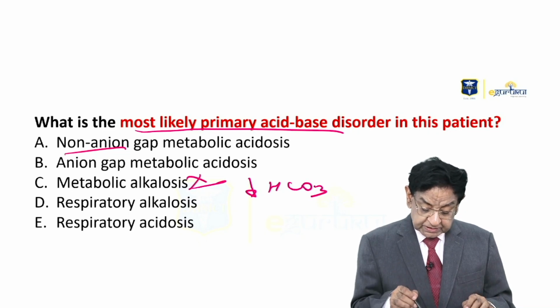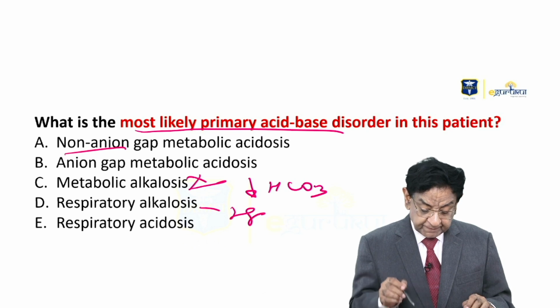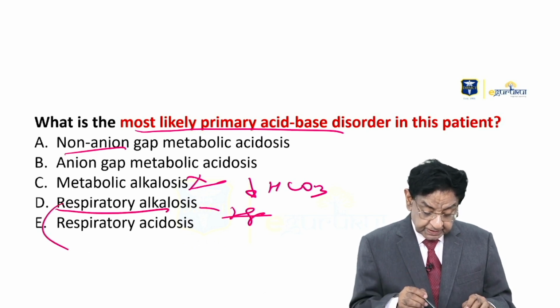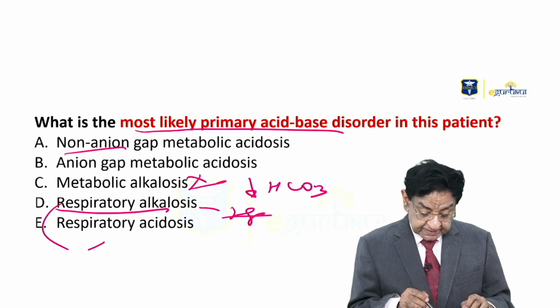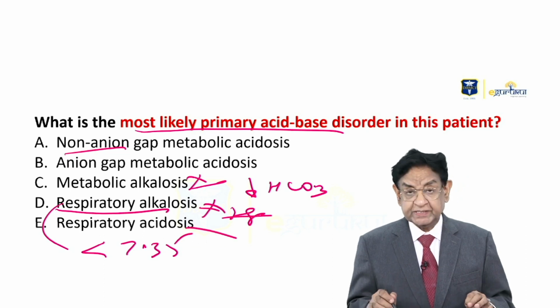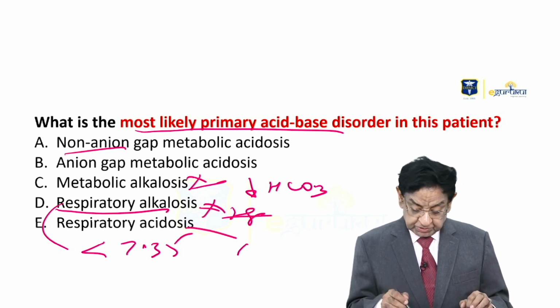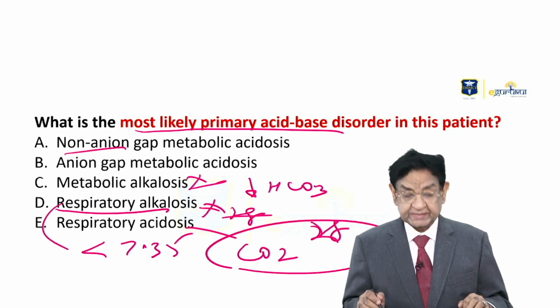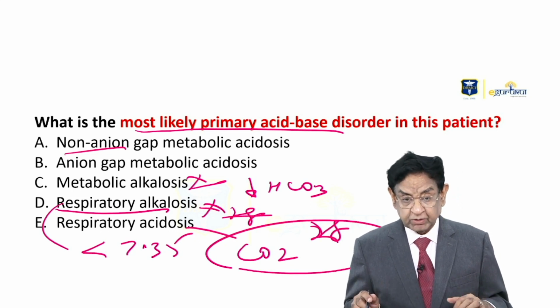Respiratory alkalosis, CO2 is reduced but pH is also reduced. pH is less than 7.35, so this cannot be. And respiratory acidosis, CO2 is just 28, so this cannot be respiratory acidosis. So other options are also ruled out.